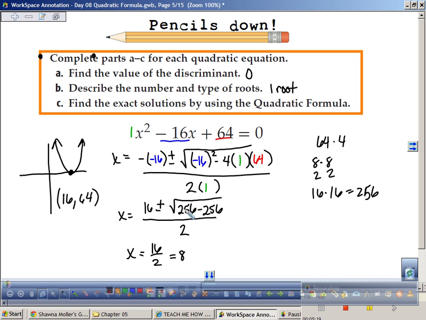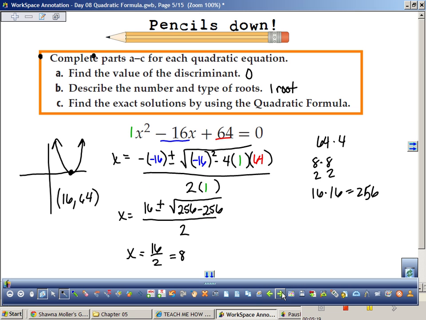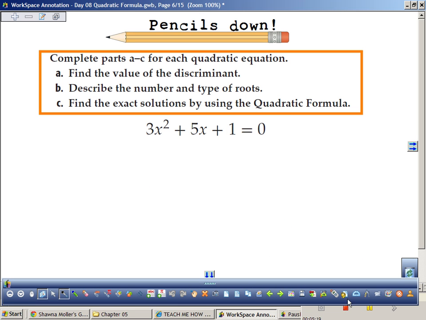This is 0. 16 plus 0 and 16 minus 0 is the same thing. All right, you guys ready to move on? Okay, do this one. So look, I'm gonna go ahead and start.